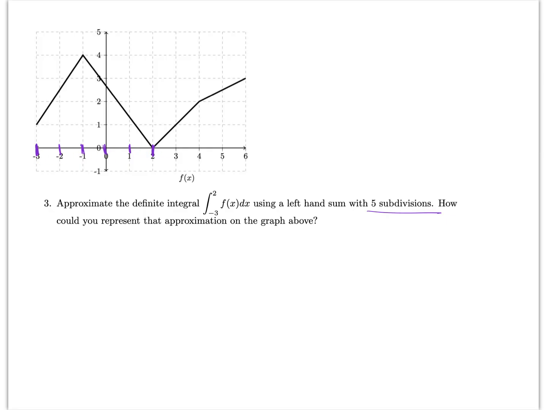And I want to use a left-hand sum. So for each of those subdivisions, I'm going to build a rectangle. The height of the rectangle is going to be the height of the function at the left endpoint. So I go to the left endpoint, up till you hit the graph, draw a rectangle.